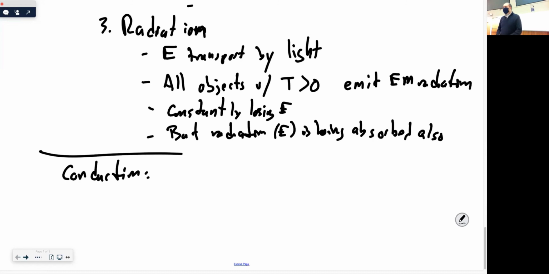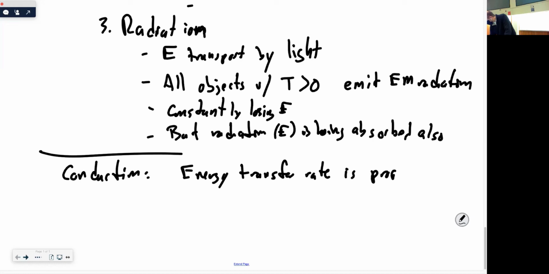The bottom line on conduction: how much energy you pass from one object to another, the energy transfer rate. If you know one thing about conduction, it's this. It is proportional to the change in temperature between the 2 things that you're putting in contact with one another.